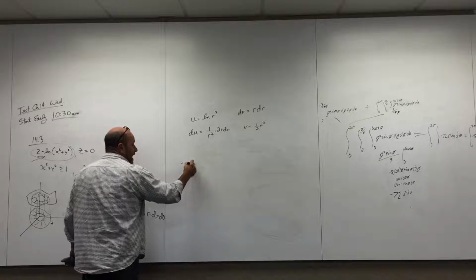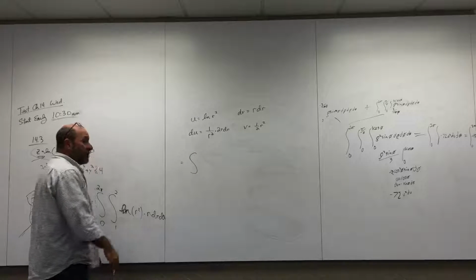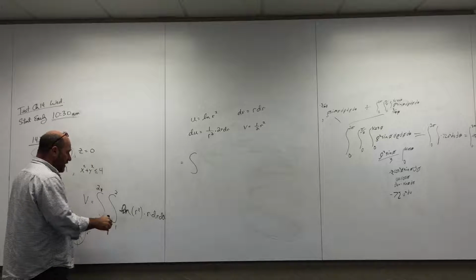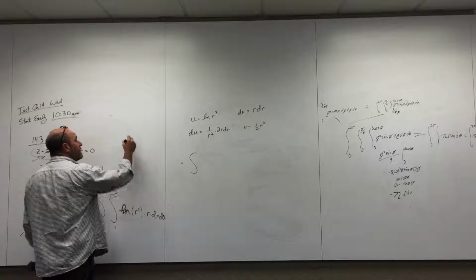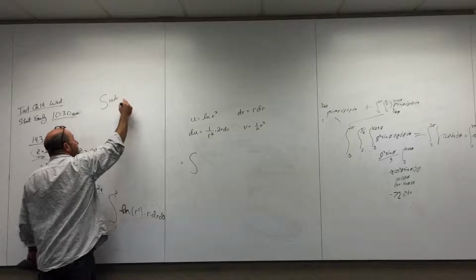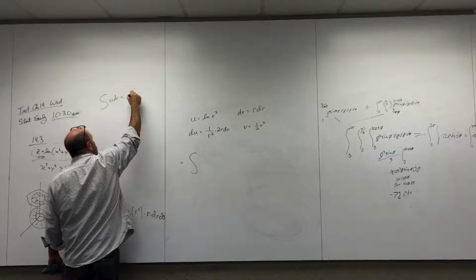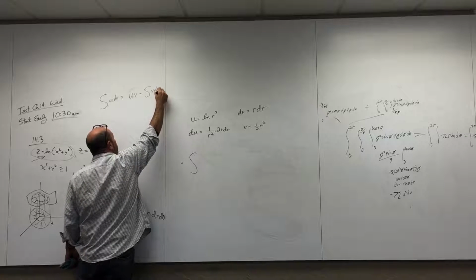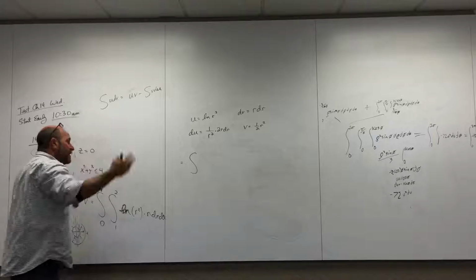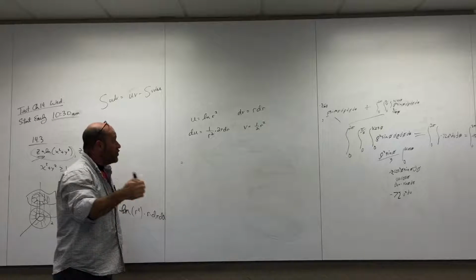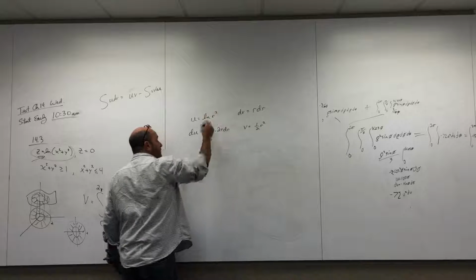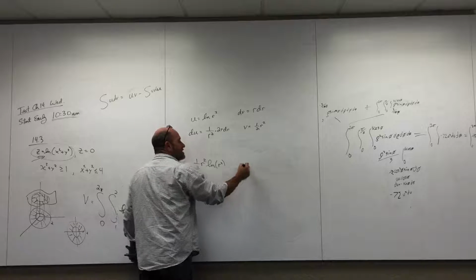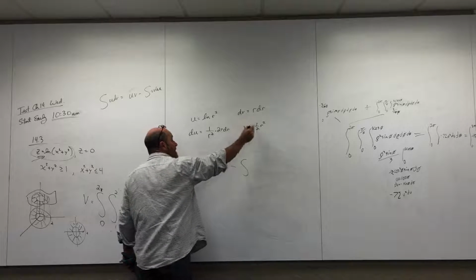Here we go. The answer now is the integral of uv. Wait a minute. How do you do integration by parts? You got the integral of u dv equals uv minus the integral of v du. So the answer is uv minus the integral of v du.